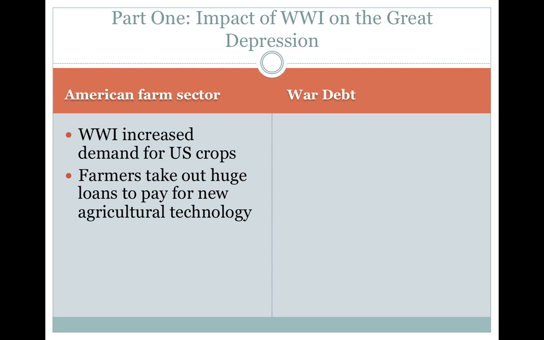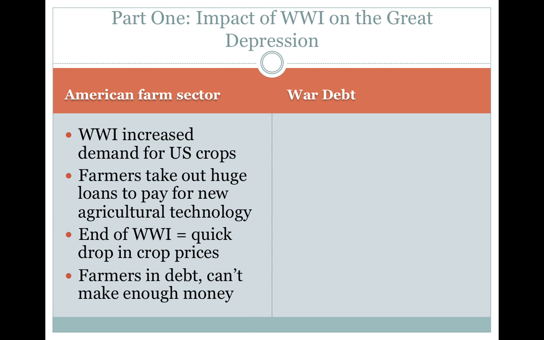And this makes sense from an economic perspective. The problem is, at the end of the war, there's no more demand for crops going to Europe, which means the farmers lose money because prices drop drastically at the end of the war. And we're left with a set of farmers that are in debt to banks, but they can't make enough money on their crops in order to be able to pay back the debts that they owe.